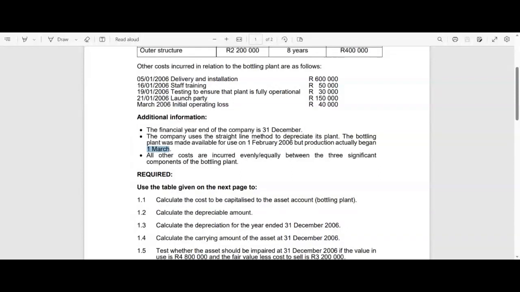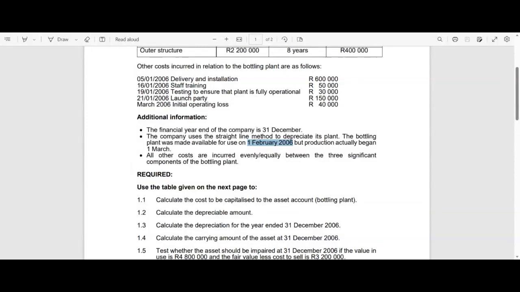So, ladies and gentlemen, now that we've determined that we are going to start our depreciation process on the 1st of February 2006, we've now got to go and see for how many months during the course of this year we have to depreciate it. For how many months?